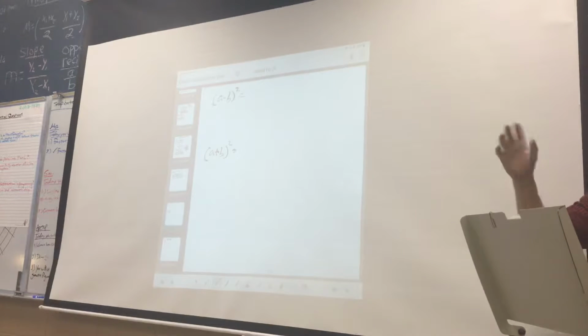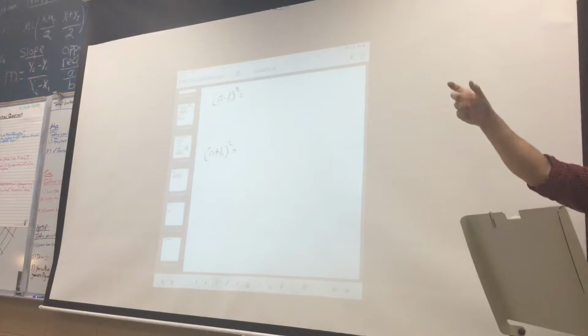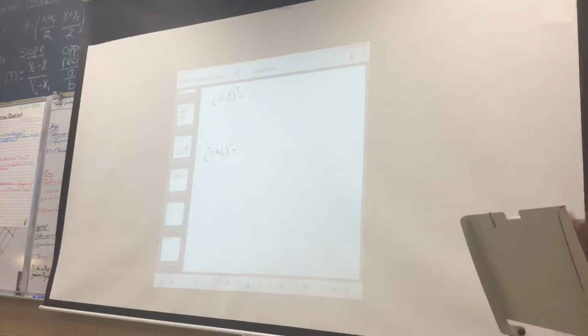If I said 7 squared, don't tell me the actual answer, but how can I rewrite 7 squared longer? So if you see the quantity a minus b squared, what's a longer way to write that? A minus b and then a minus b. There you go. It'd be the same thing with a plus b, right? So this is like saying this.